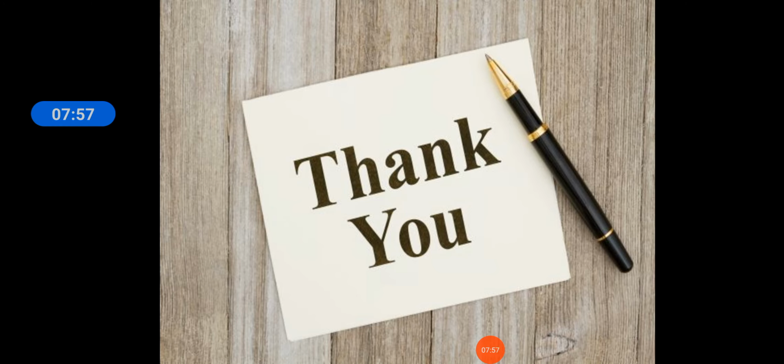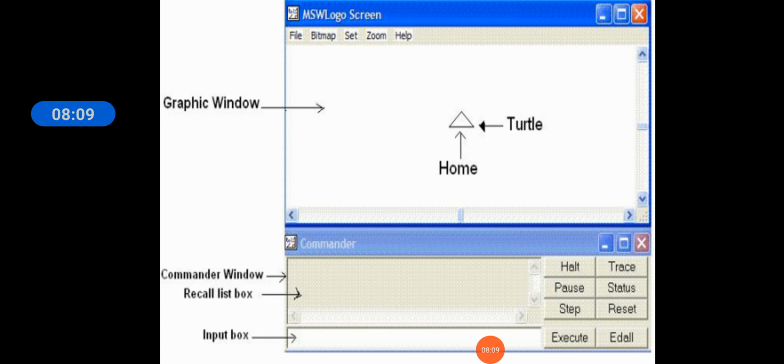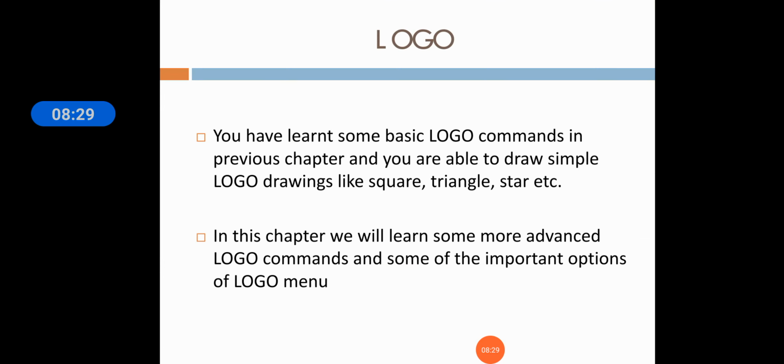So this was our lecture on logo. Let us take a brief view of what we have learned. We have learned about the MS logo screen. It looks like this. Here you have to put the commands and the turtle will do the drawing. This is the home position of the turtle and this is the turtle position. You can draw a square, triangle and stars, and many different drawings using logo.